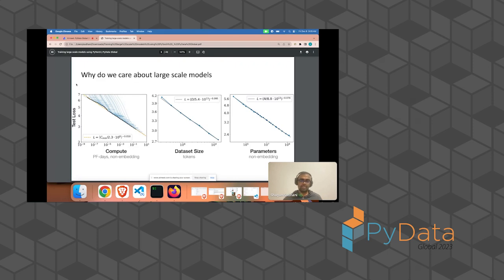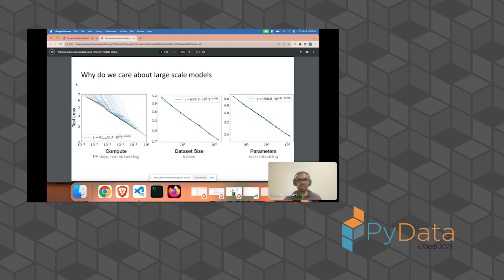The trend that we are seeing is as we increase compute, that is, as we move along the right side on the x-axis, or as we increase the size of the dataset, or as we increase the size of the models, we see a clear improvement in performance indicated by the lowering of the test loss. So this is basically to say that we care about large-scale models because they enable much better performance than smaller scale models.